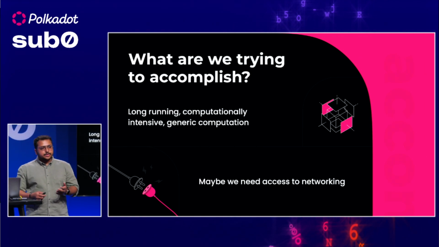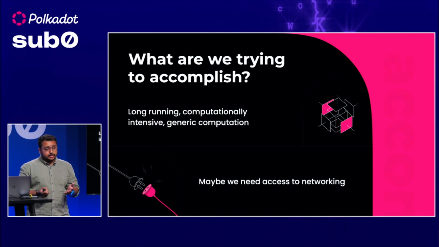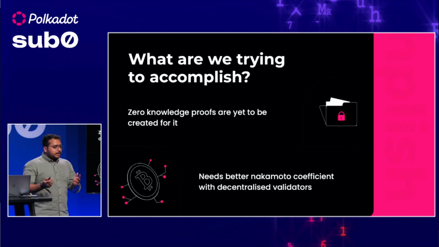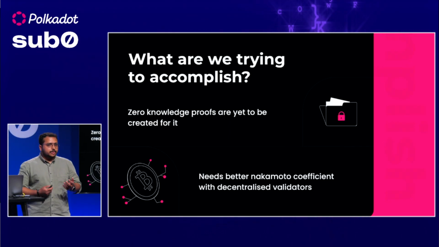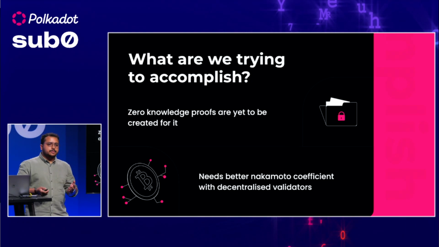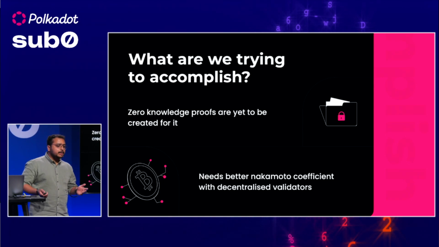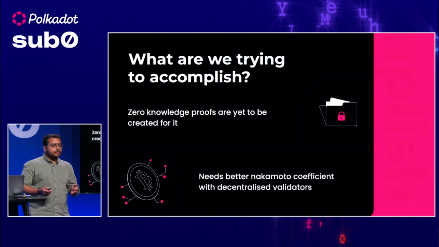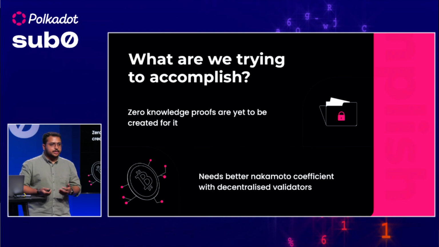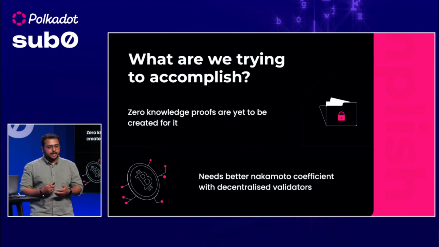We also needed access to networking and all the other components that we need to make the Polkadex order book work. Most other teams and projects use zero knowledge proofs, but zero knowledge proofs are not yet created for generic computation. It's not available for everything, it's painfully hard to build using zero knowledge proofs, and it requires special expertise.